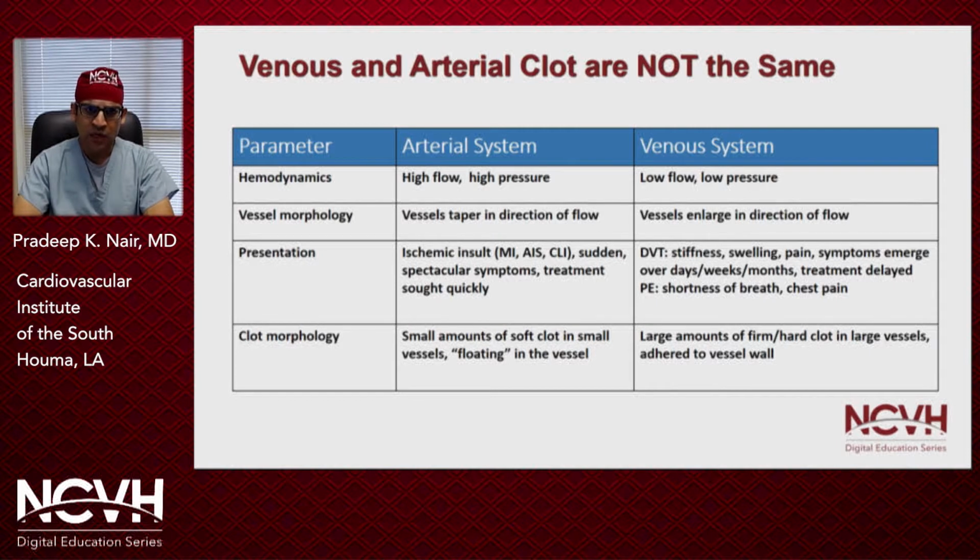You can have small amounts of soft clot in these vessels, which takes time to grow into larger clots. But in the venous system, we have a low flow, low pressure system, and the vessels are enlarging in the direction of flow. And here we get our DVTs or pulmonary embolus. And when you see the clot in the venous system, they're often large because with the slow flow, the clots have had time to develop and form.